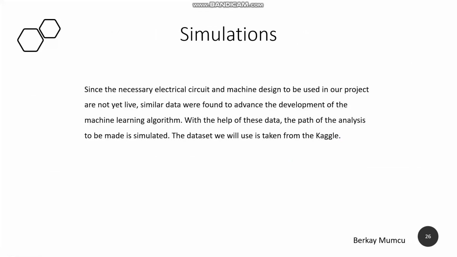Since the necessary electrical circuit and machine designed to be used in our project are not yet live, similar data were found to advance the development of the machine learning algorithm. With the help of these data, the path of the analysis can be simulated. The data we use is taken from Kaggle.